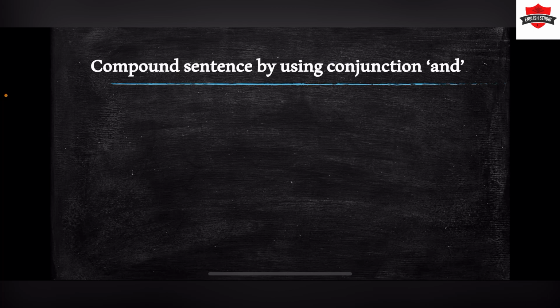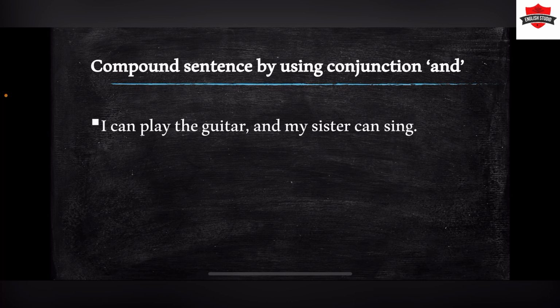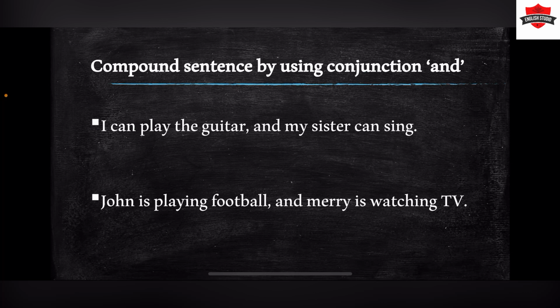Next is by using conjunction and. I can play the guitar and my sister can sing. Here, both sentences are independent and this sentence shows the addition of two activities. Same is in the case of example, John is playing football and Mary is watching TV.